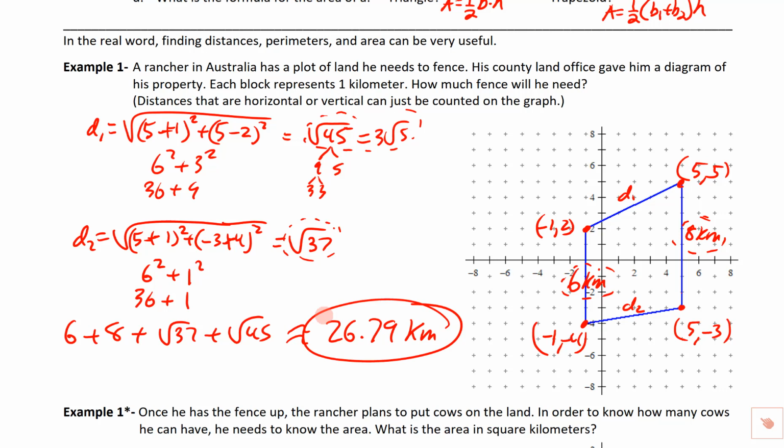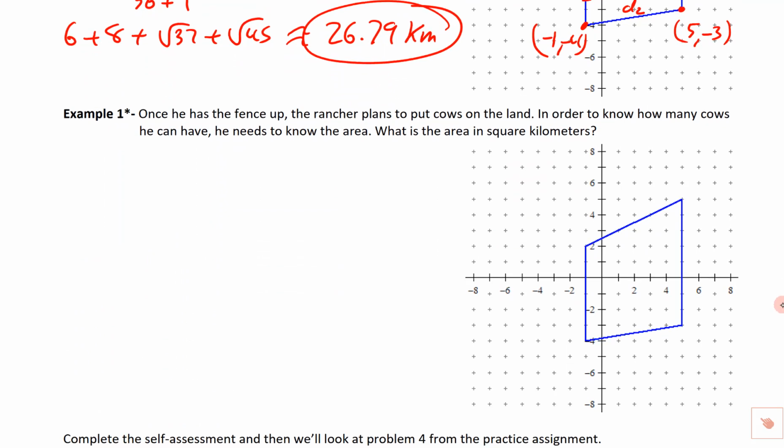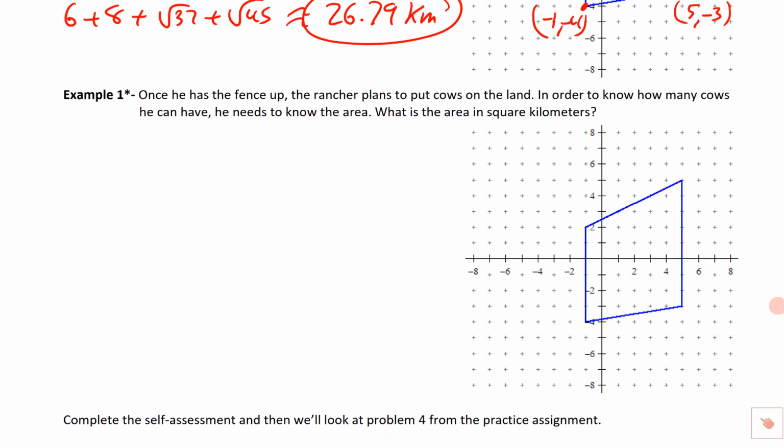Let's go ahead and take a look at part 2 of this one. This is the same rancher with the same property, but now he's got a different problem. It says once he has the fence up, the rancher wants to put cows on that property. And in order to know how many cows he can put in there, he needs to know what the area is of this field, this enclosed area that he's got. So it says, what is the area in square kilometers?